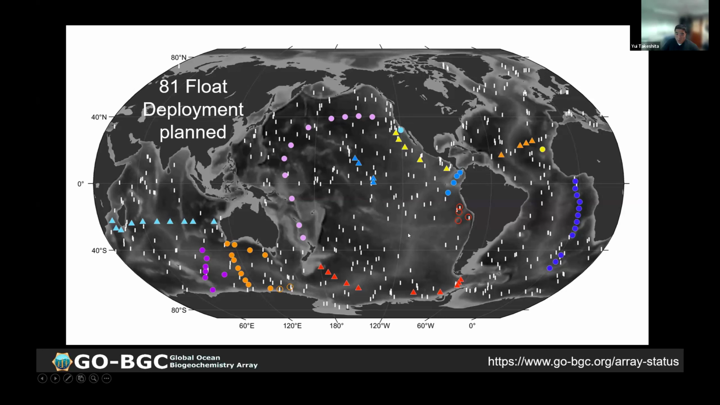But one thing that you can see in the array is that there's a hole in the South Pacific here. This is a really hard place to get to. So if anyone knows of any cruise opportunities to be able to deploy floats there, please contact us. That would be extremely, extremely helpful.